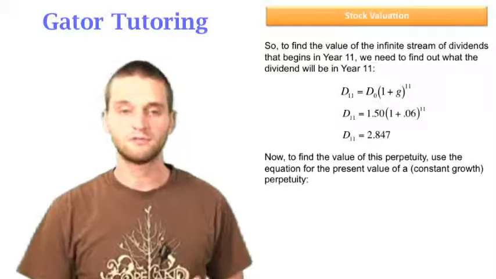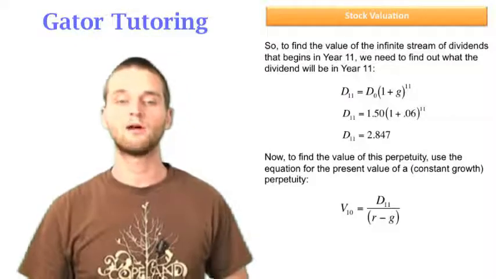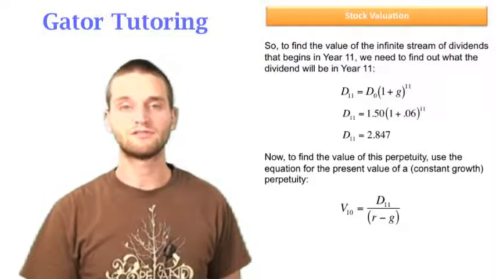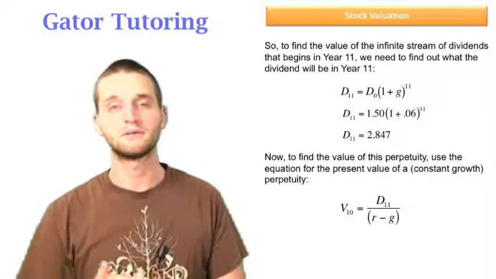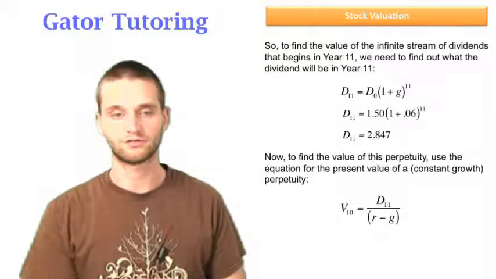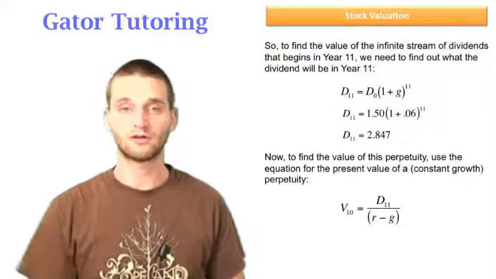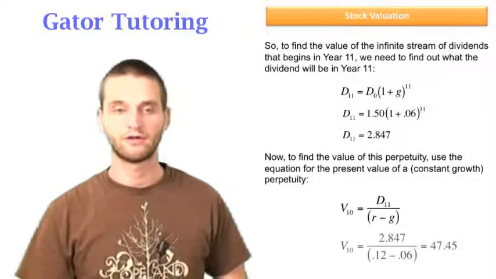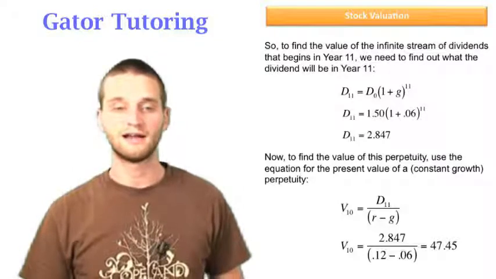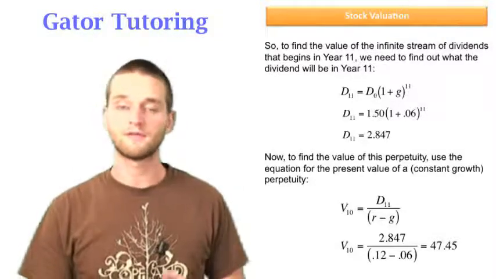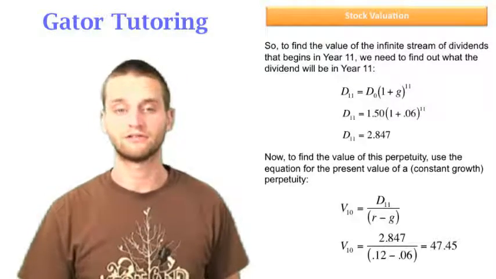Now, to find the value of this perpetuity, use the equation for the present value of a constant growth perpetuity. Again, the equation will give us the value as of year 10 because this dividend occurs in year 11. The value is always calculated for this perpetuity equation 1 period before the period in which the first dividend occurs. So we take the dividend in year 11, divide it by the rate of return, the discount rate being used R, minus the growth of the dividend G. So we plug in the dividend of 2.847, the discount rate of 0.12, 12%, and the growth rate of 6%, and we find that the value of the perpetuity starting in year 11 is equal to $47.45 in year 10.